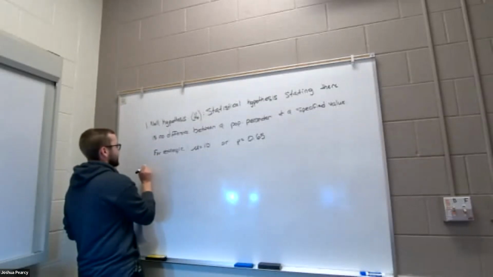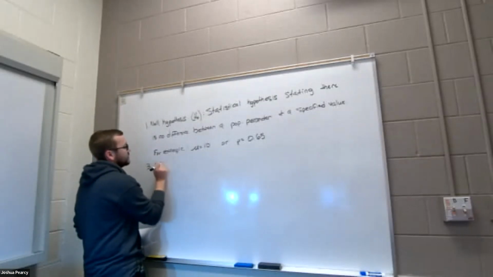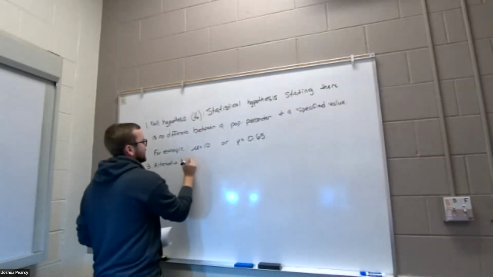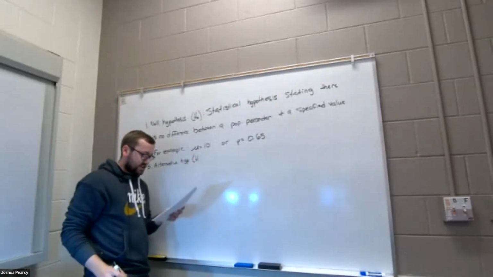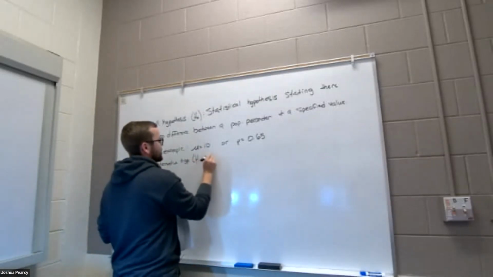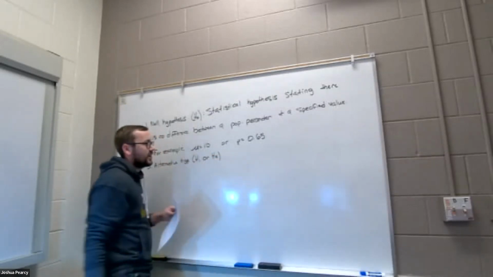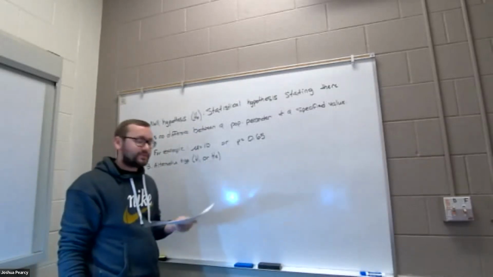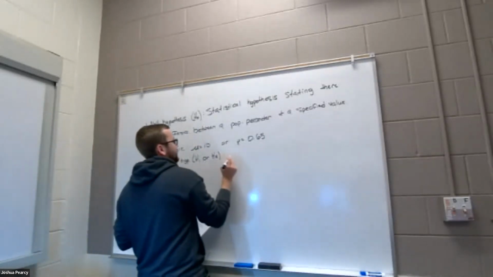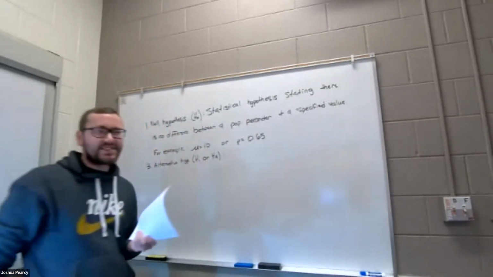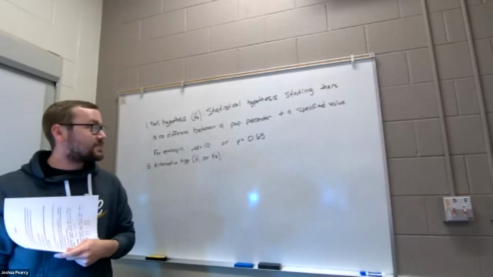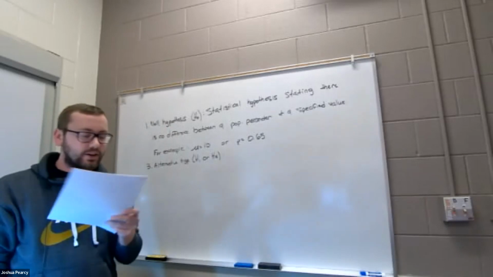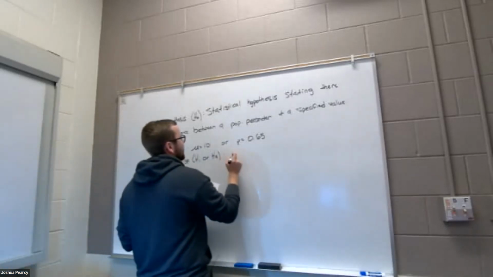So the alternative hypothesis, we call it H1 or HA? Okay, I put both, H1 or HA. HA, A means alternative, H1, it just goes 0, 1. So if the null is a statistical hypothesis stating there is no difference between a population parameter and a specified value, how would you define the opposite of that? Yes, very good. So a statistical hypothesis stating there is a difference.